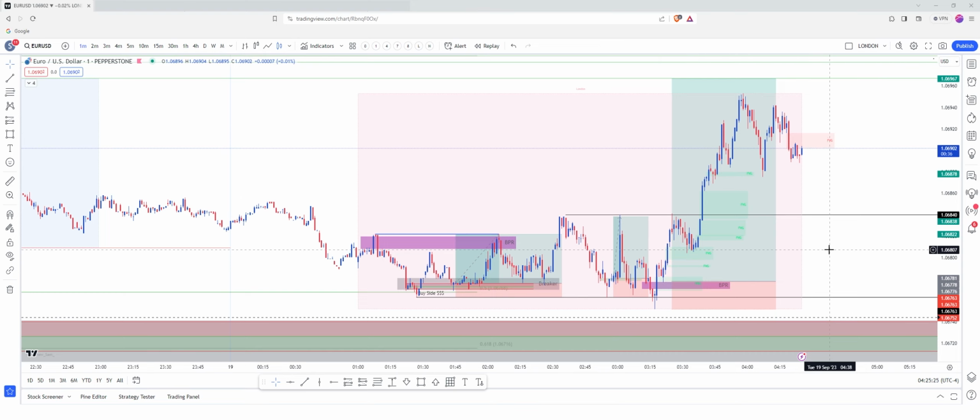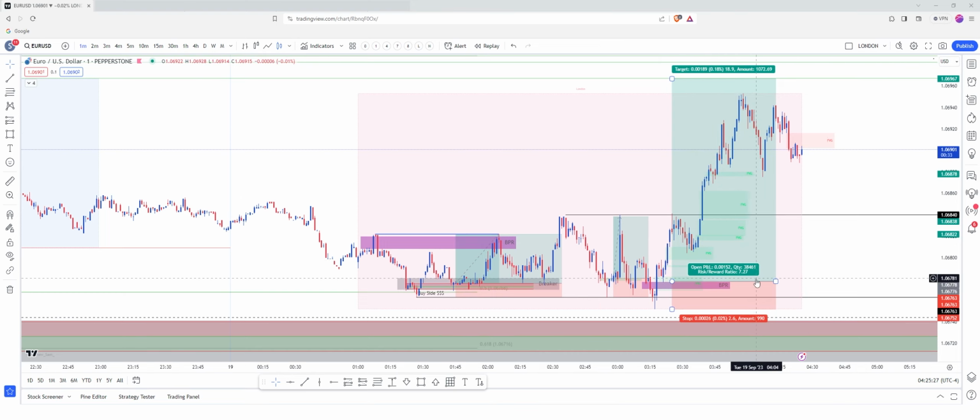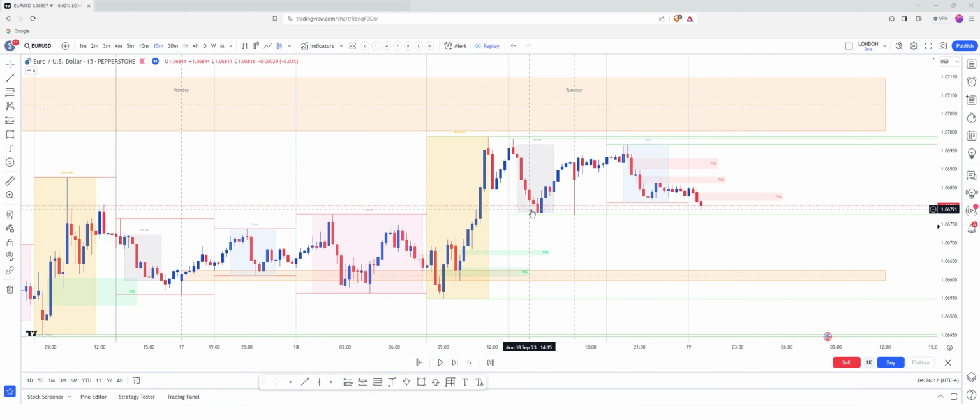Let's jump into the high time frame analysis now and see what led to these three setups. So here we are on our 15-minute time frame to start the analysis.